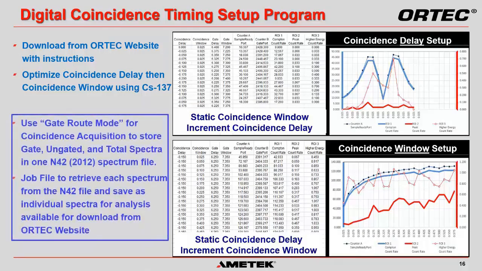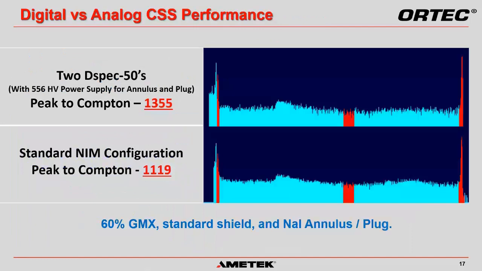As mentioned previously, gate route mode is the ideal acquisition method for coincidence systems because the gated, ungated, and total spectrum is stored simultaneously. An example GammaVision job to extract each spectrum in an N42 spectrum file for further analysis is also available for download from the ORTEC website. Aside from greatly simplifying the configuration process, the digital coincidence timing performance is outstanding.